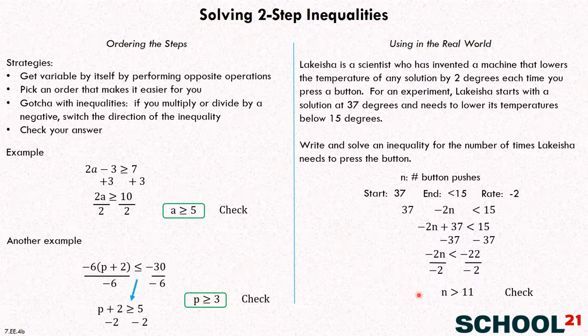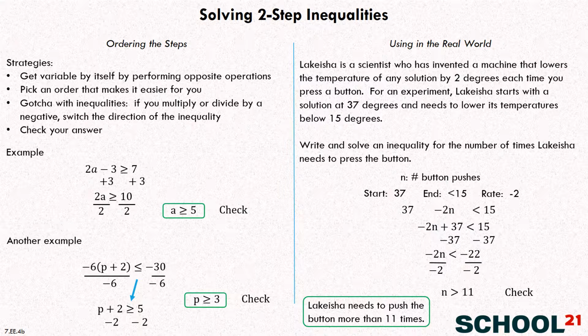So let's try 12 and see if that works. We can go to our inequality right here as probably the easiest place to do it. Let's put 12 in here. Negative 2 times 12 is negative 24 plus 37. So 37 minus 24 would be 13. Is that less than 15? Yes, it is, so that will work. So you can see that Lakeisha needs to push the button more than 11 times is the proper conclusion that we're making here. And that's how we use two-step inequalities in the real world.